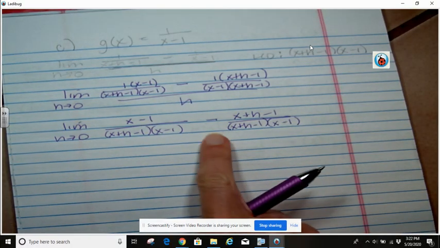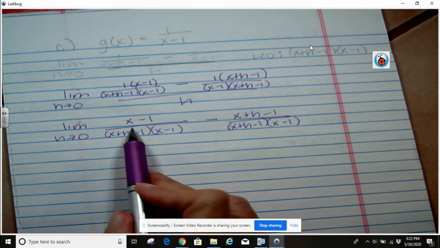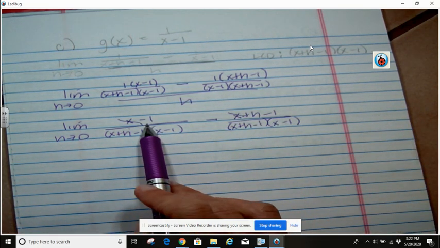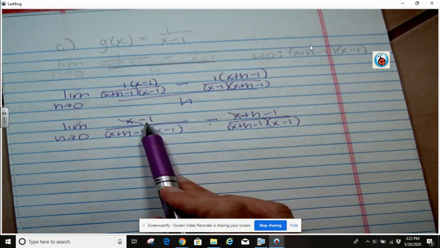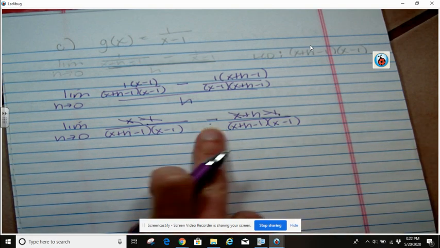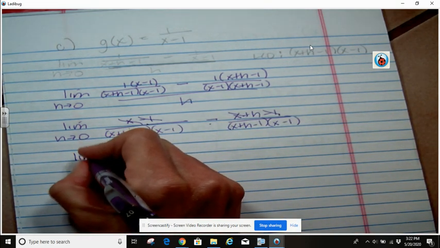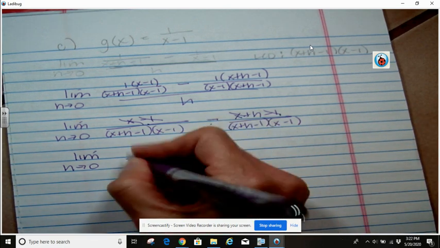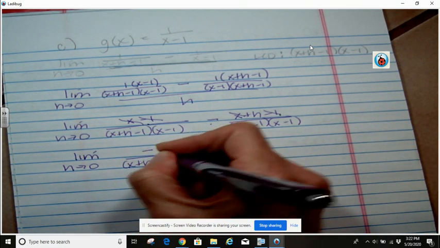Okay, so that minus is very important because I have x minus x, so the x's are going to go away. And I have negative 1 minus negative 1, which is negative 1 plus 1, so those are going to go away. So now I just have minus h. So it's the limit as h goes to 0 of negative h over the LCD.